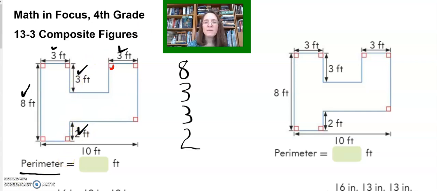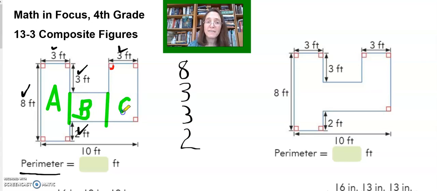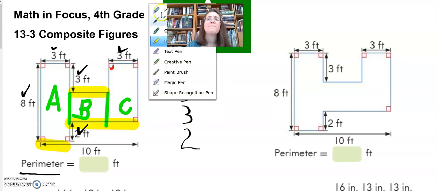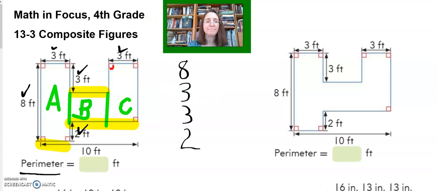Well, first I'm going to use what I know about rectangles, and I'm going to divide this along vertical lines right here into 3 different rectangles. I'm going to call this one rectangle A, this rectangle B, and this rectangle C. And by dividing it into those parts, I believe that I can figure out this length, and this length. How are you going to do that, Miss Foster? Let me grab a green.